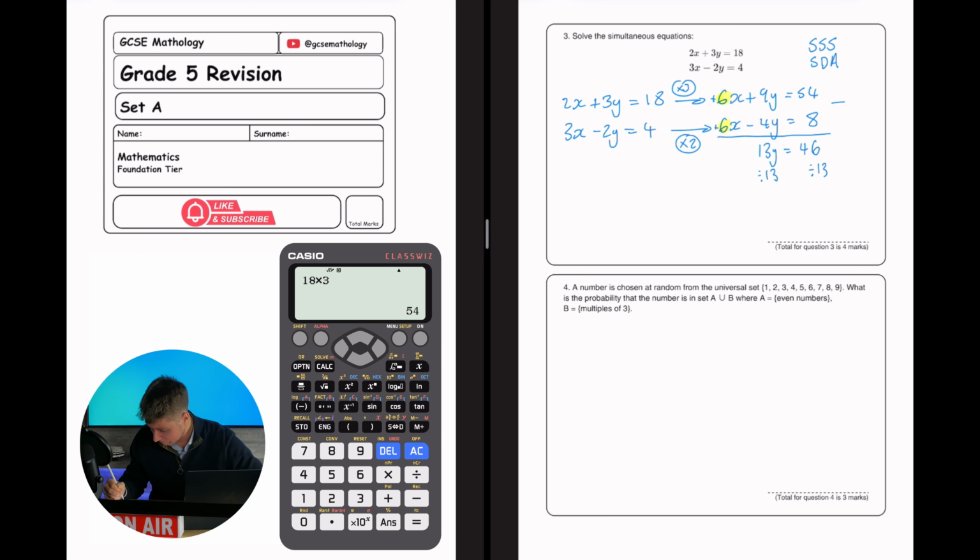13. 46 divided by 13 is equal to 3.54 to 2 decimal places.